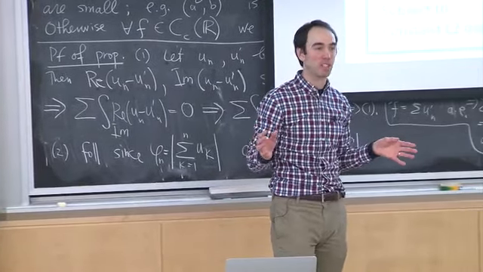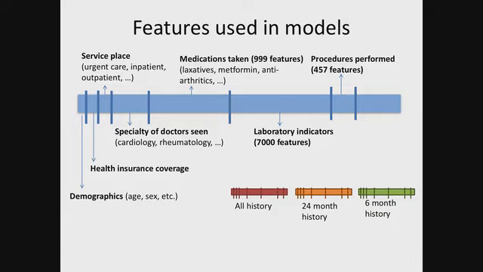And this is the next really important detail. The way I just described this, there was no notion of time in that. But of course, when these things happen can be really important. So the next thing we do is we recompute all of these features for different time buckets. We compute them for the last 6 months of history, for the last 24 months of history, and then for all of past history.